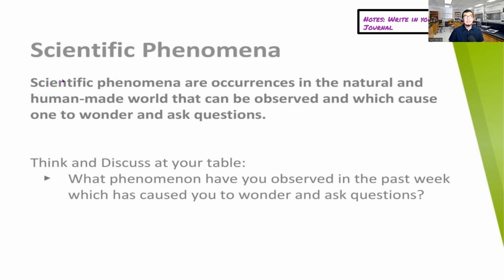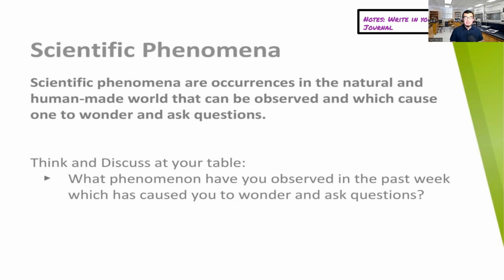So what is a scientific phenomena? The actual definition here is: scientific phenomena are occurrences in the natural and human-made world that can be observed and which cause one to wonder and ask questions. Okay, that's a little bit wordy, but don't worry. Let's break it down. Essentially, this means something that happens in the human or natural world that we just wonder about, like why does that happen?